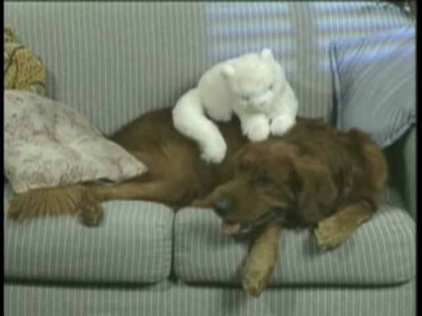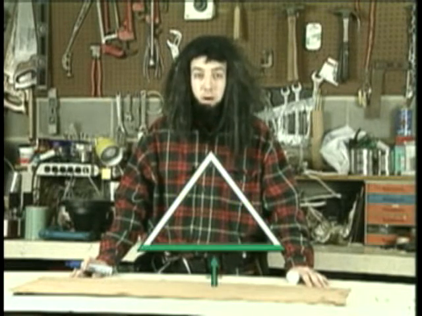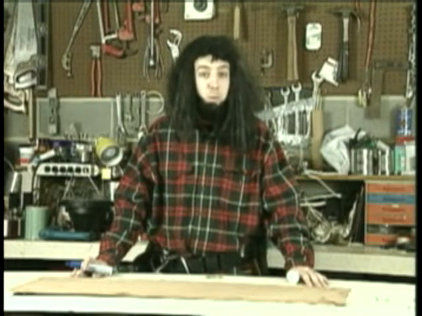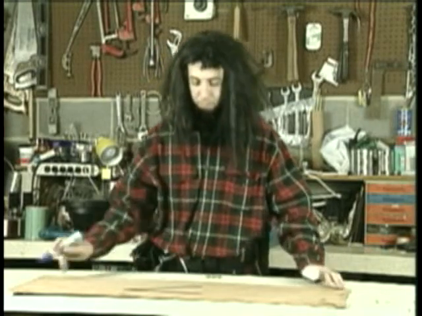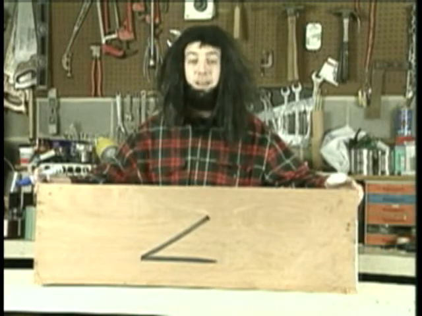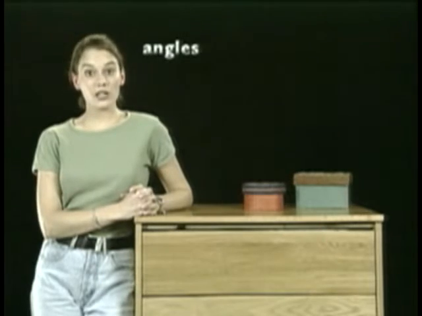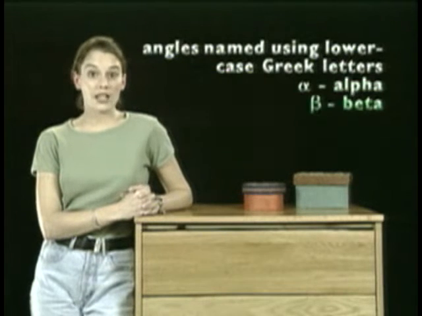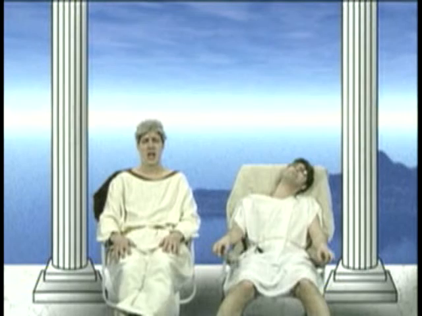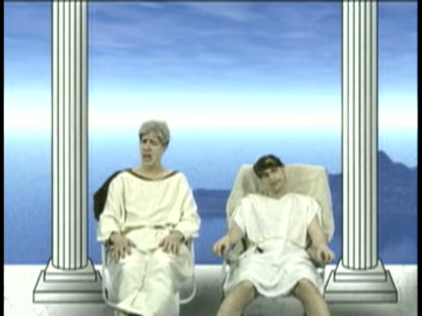Aww, that's so cute! We're going to draw a triangle and talk about the individual parts that make up that triangle. First, we'll draw an acute angle. An acute angle is one that measures between 0 and 90 degrees. Angles are usually named using lowercase Greek letters such as alpha, beta, gamma, or theta. We use Greek letters because early Greek sailors were the first to use trigonometry. Each generation learned from the ones before, and no one bothered to change the names.